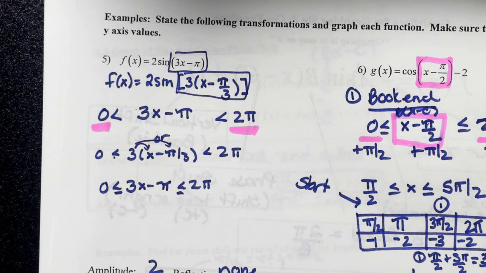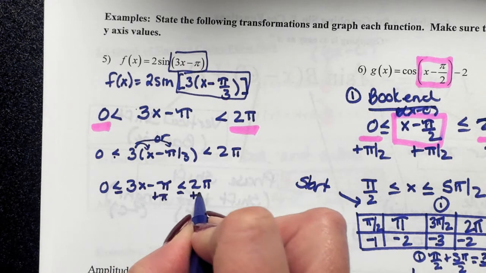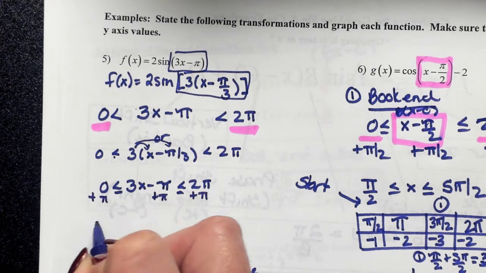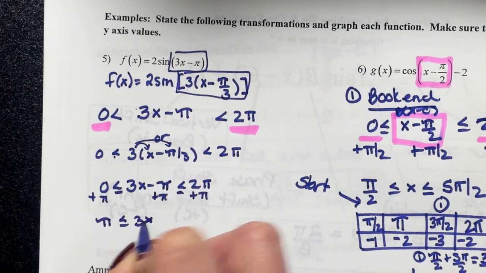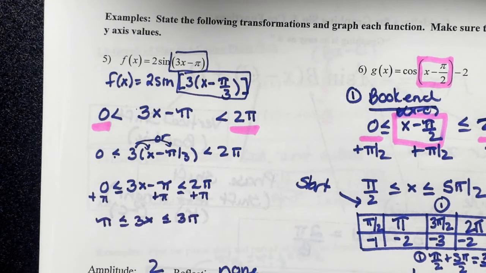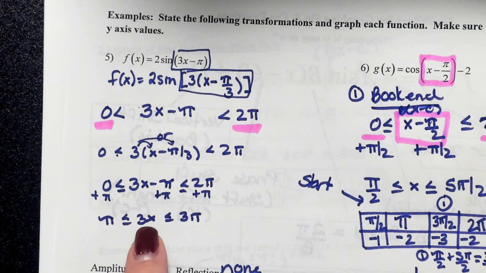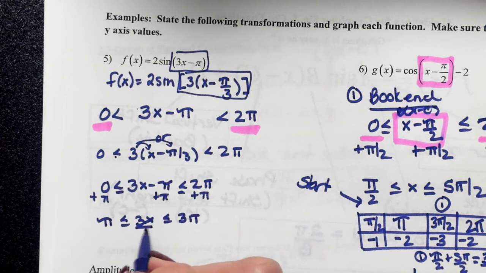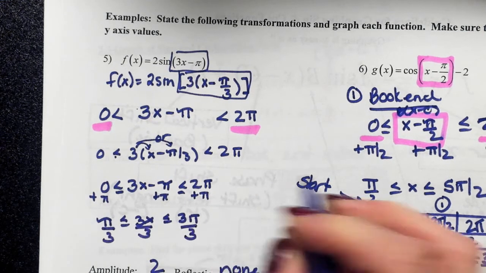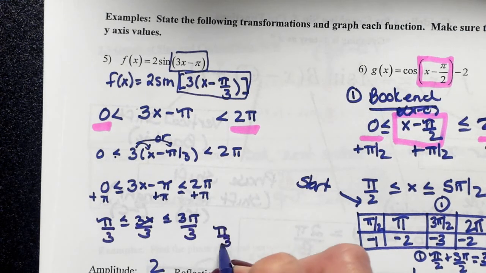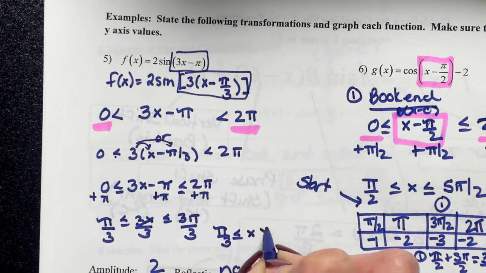What's going to be my first step to solve this inequality? Remember, when you solve equations, what do you do first before you multiply or divide? You have to add pi. So I'm going to add pi to the middle, the left, and the right. So that's going to be pi less than or equal to 3x less than or equal to 3 pi. Then what to get x by itself? Divide by 3. So I end up with pi over 3 less than or equal to x less than or equal to pi.